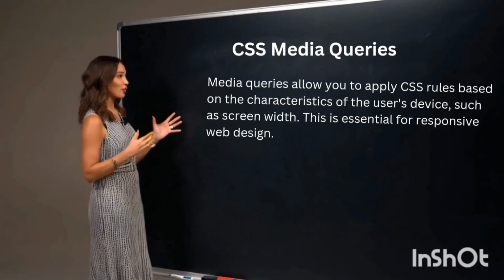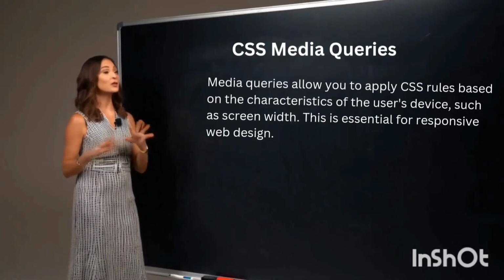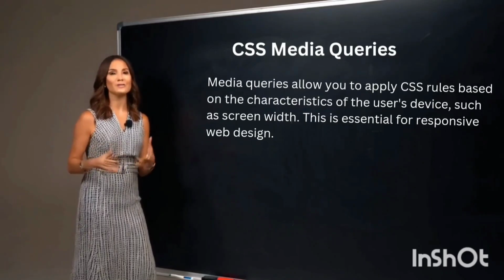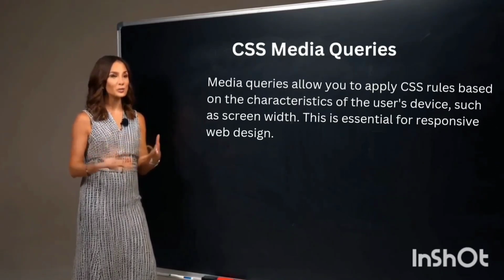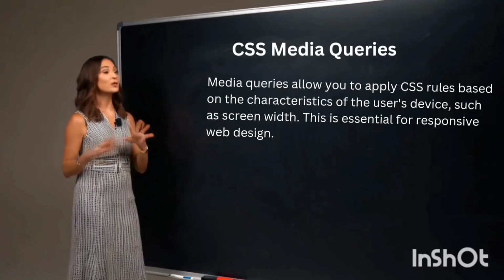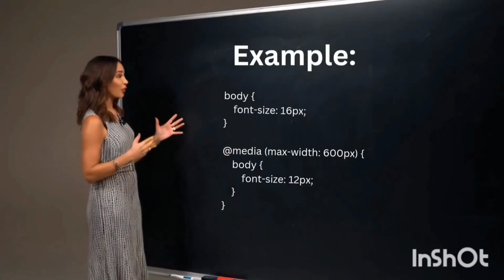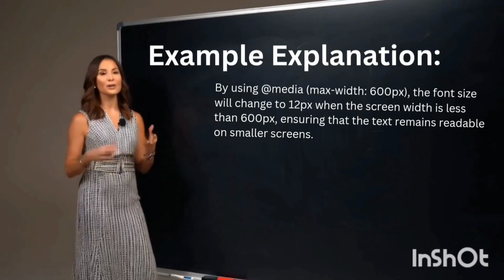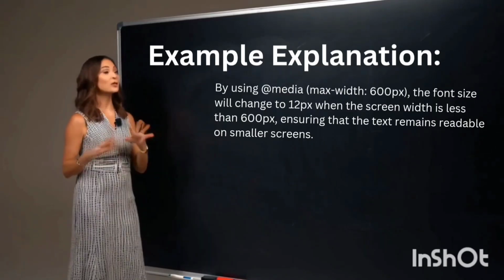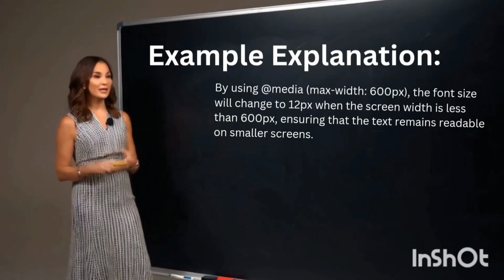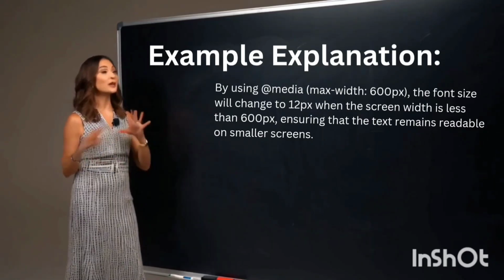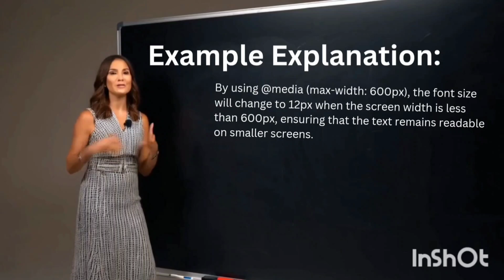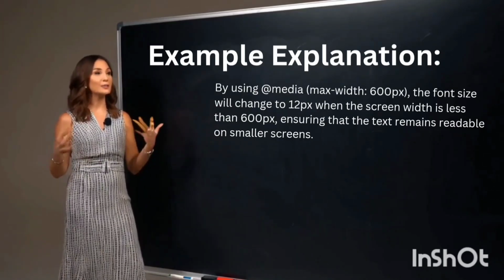CSS media queries. Media queries allow you to apply CSS rules based on the characteristics of the user's device, such as screen width. This is essential for responsive web design. Example for the media queries. Explanation. By using @media (max-width: 600px), the font size will change to 12 pixels when the screen width is less than 600 pixels, ensuring that the text remains readable on smaller screens.